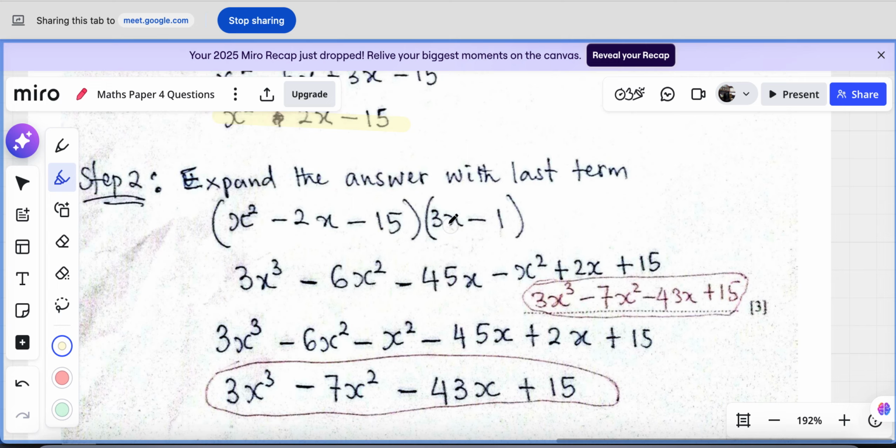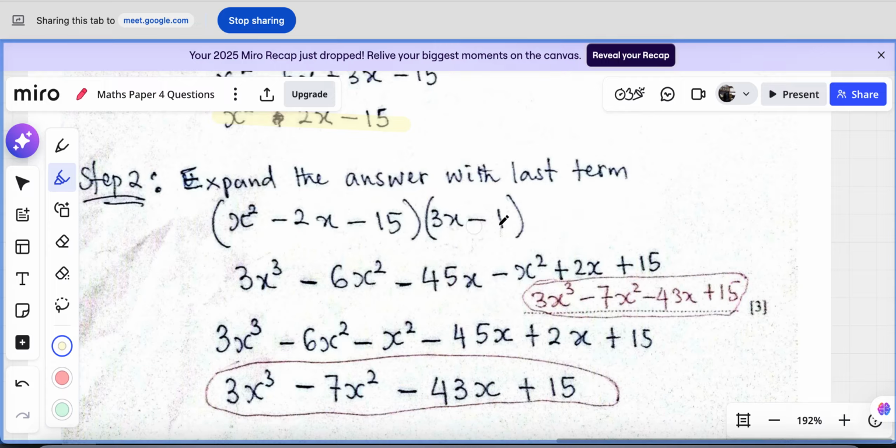So I take 3x to multiply x squared. I'll get 3x cubed. 3x times x squared, I get 3x cubed. Why? x times x to the power of 2 is x to the power of 3. This 3 times 1, there's 1 here, is 3. So you get 3x cubed. Then you take 3x times minus 2x, you get minus 6x squared. Then 3x times minus 15, you get minus 45x. So I'm done using 3x to multiply the whole of this.